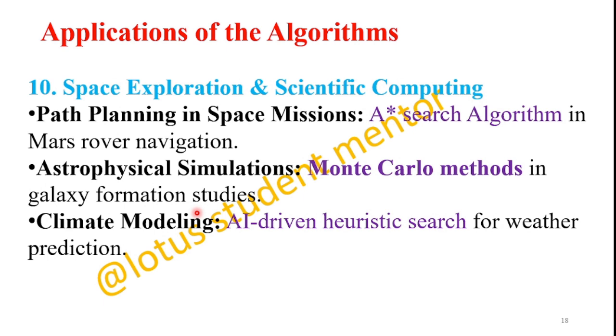And the tenth one finally is space exploration and scientific computing. Again, path planning in space missions: the A star search algorithm is used for Mars rover navigation. For astrophysical simulations, Monte Carlo methods in galaxy formation studies. And the final one is climate modeling, AI driven heuristic search for weather prediction. These are all the importance of algorithms.